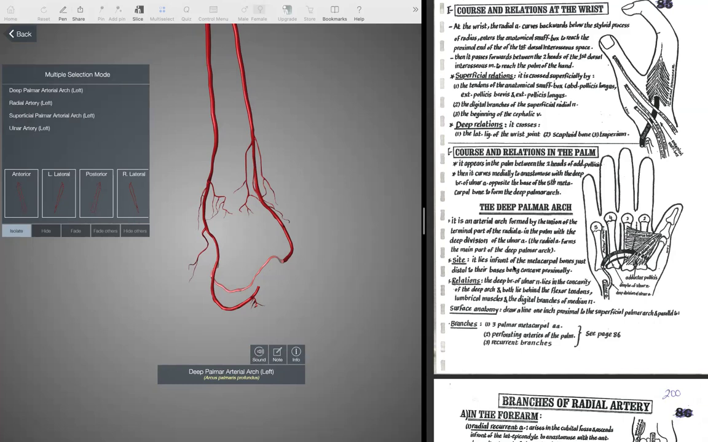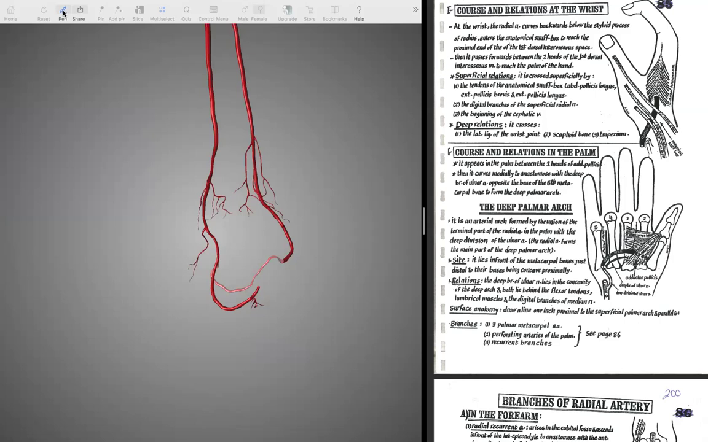But in this case, the radial artery forms the main part of the deep palmar arch. What formed the main part of the superficial? The ulna. What made the main part of the deep? The radial. Okay? So now, ulnar artery comes, and forms the main part of superficial. The radial artery comes here. It continues, and then it forms the main part of the deep. And then it connects to the ulnar. Okay? So just imagine that the ulna is the superficial and the radial is the deep one, and they just connect to each other.